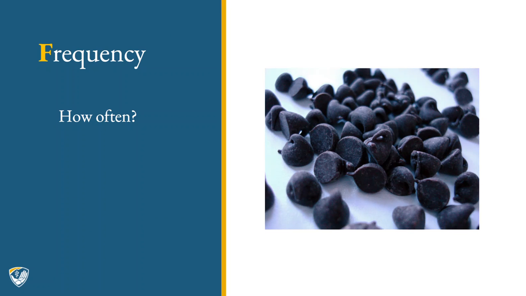So to start off, we have our F for frequency. This part of the exercise program is telling the patient how often. So how often are we going to have them participate in physical activity? Are we quantifying that by days per week? Are we quantifying that monthly, yearly? What does that look like? For this aspect of our cookie dough recipe, this will be our chocolate chips. So how often are we putting chocolate chips in our dough?